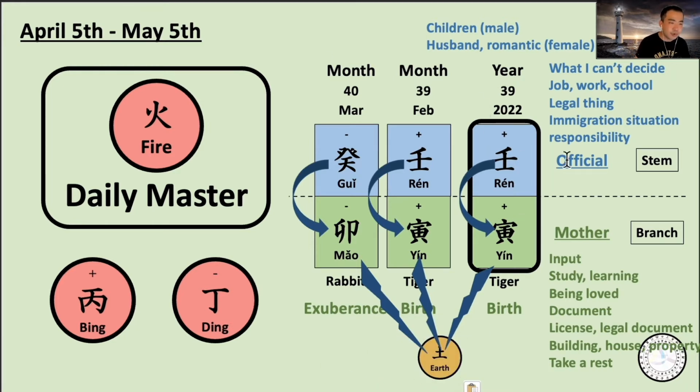So my input, like official spirit and mother spirit, both together is the input source, right? Mother is the input. Official is input of the input. So those two are behind me as an input, and the earth is the output that fire generates. So fire daily master people can be overwhelmed by those beliefs or that knowledge.